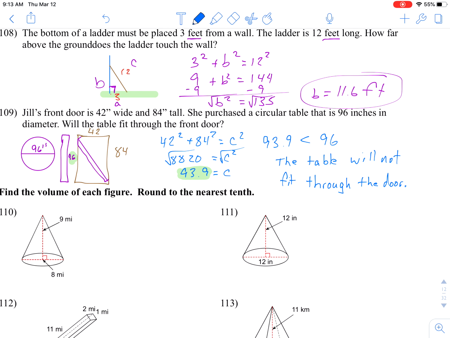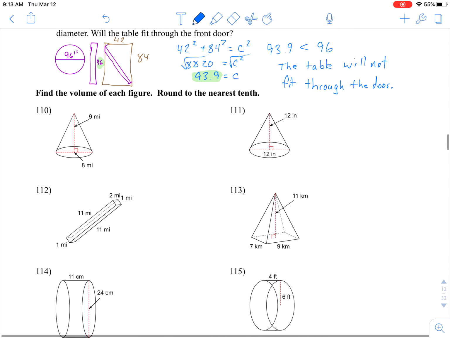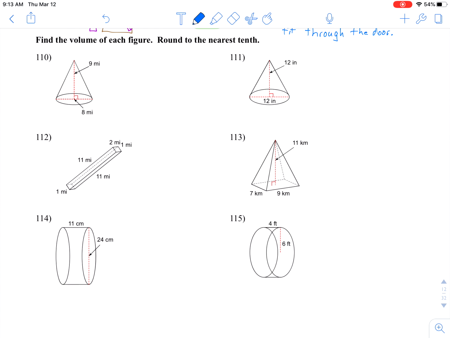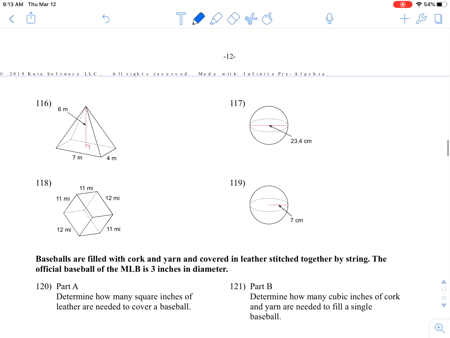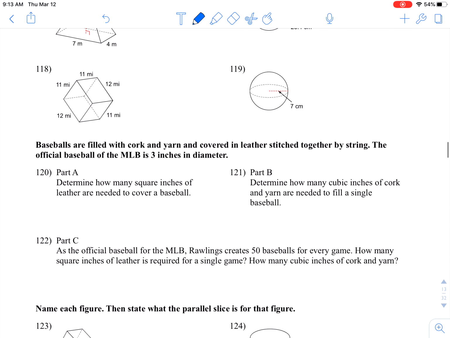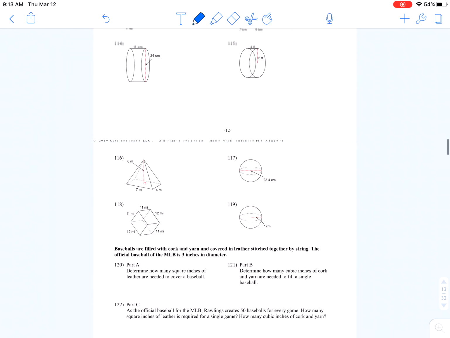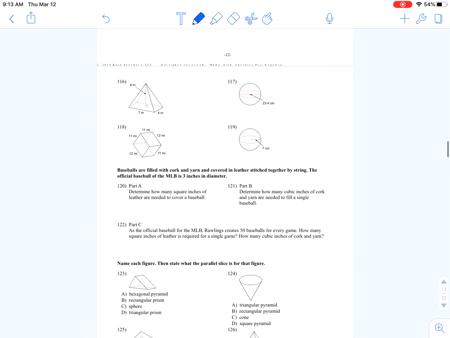And this completes today's iLearn review videos. Beginning tomorrow, we'll start taking a look at volume of cones, prisms, and pyramids, cylinders, and spheres. And then we'll also take a look at what the surface area or volume of a sphere is based on a baseball. So we'll look at problems from 110 all the way to problems 122.